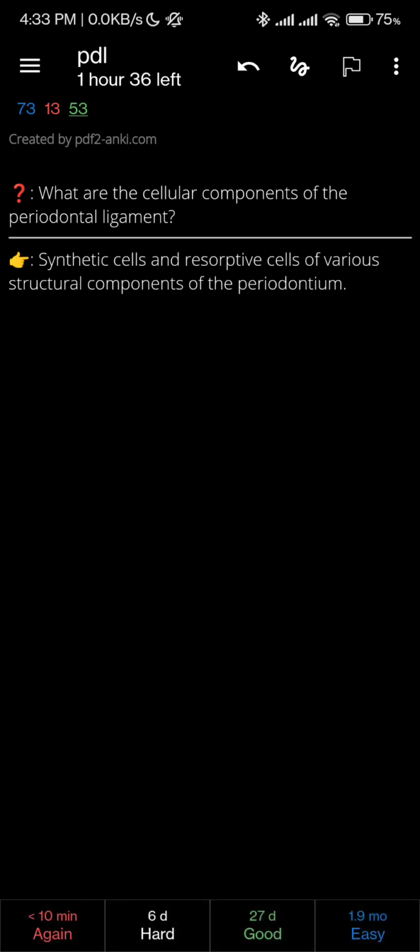What are the cellular components of the periodontal ligament? Osteoblasts, cementoblasts, fibroblasts, cementoclasts, osteoclasts, and progenitor cells: synthetic cells and resorptive cells of various structural components of the periodontium.